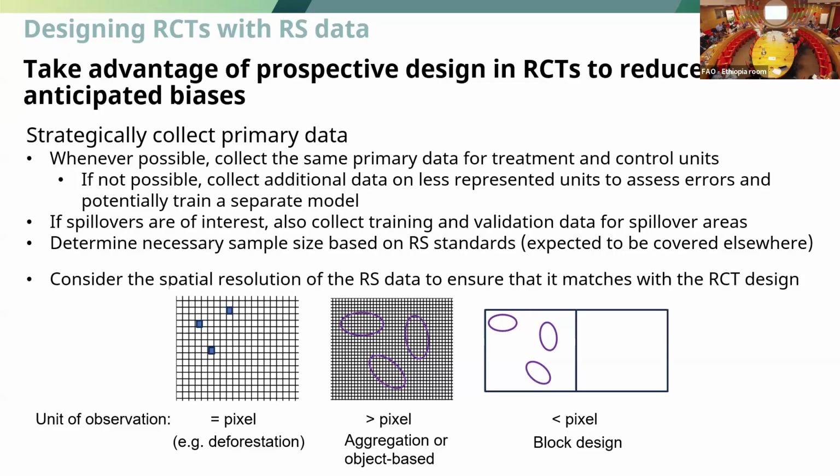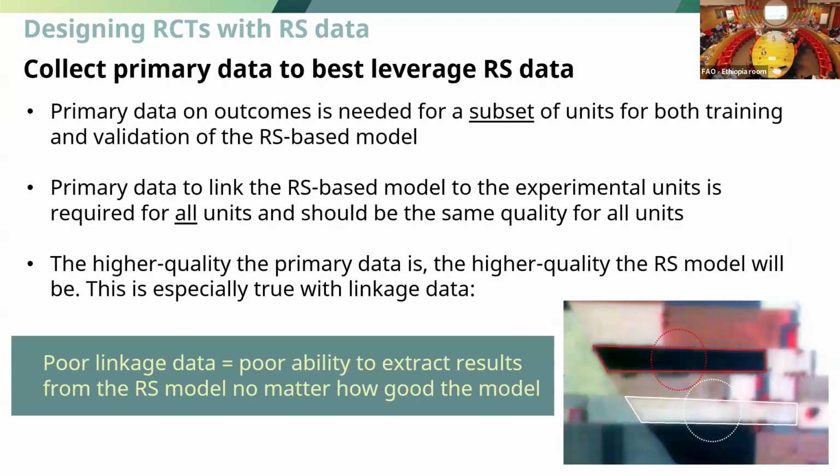Also in cases, even when you have smaller pixels, but you have a more vague idea of where the treated area is, so you don't really have crop perimeters, using a block design to make sure that there aren't overlapping treatment and control areas is extremely helpful. And yeah, we want to collect primary data to best leverage the remote sensing data.